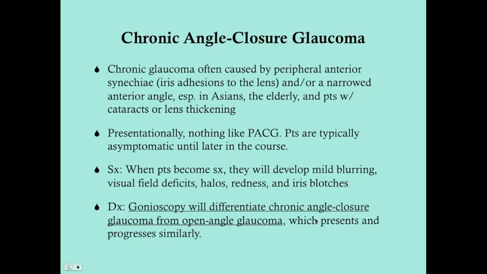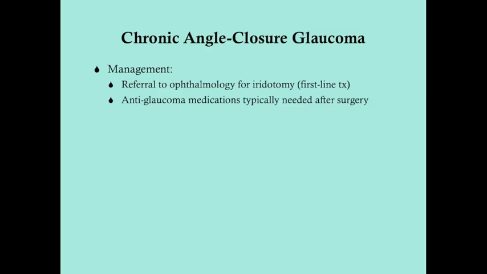A narrowed anterior angle, like just an anatomic narrow angle, so particularly in Asians. And the elderly, the iris changes, the lens changes, and both of those processes tend to narrow the angles. Patients with cataracts, their angle will narrow as well. Patients with physiologic lens thickening, so the elderly, their angle will narrow as well. So chronic angle closure glaucoma.